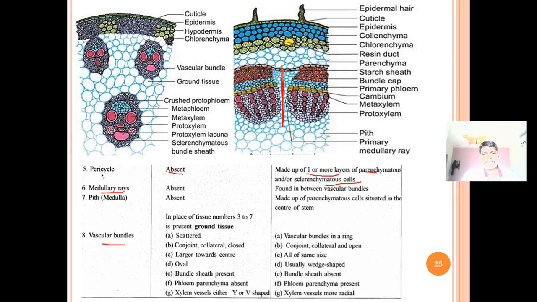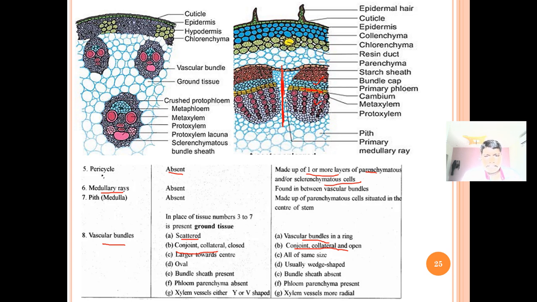Next important thing we will discuss is the vascular bundle. In monocot it is scattered, because numerous vascular bundles are scattered here and there in the tissue. But in dicot, the vascular bundles are always arranged in a ring. Here the vascular bundles are conjoint, collateral and closed. Why closed? There is no cambium here. In dicot they are conjoint, collateral and open, because between phloem and xylem you may find the cambium.